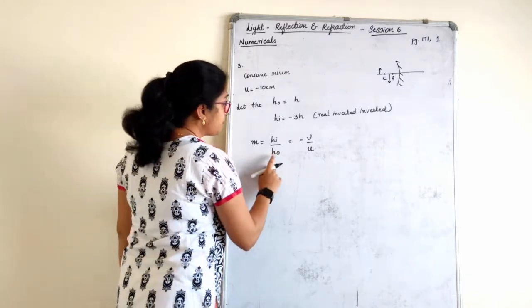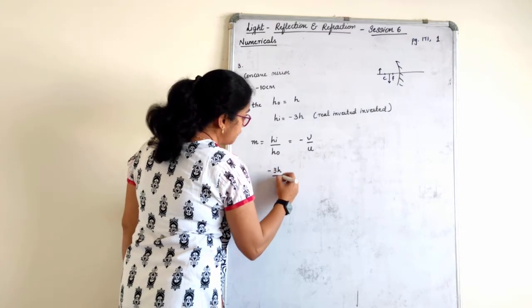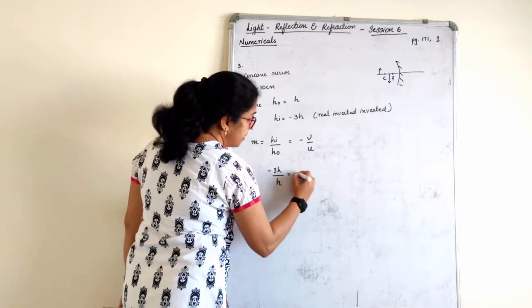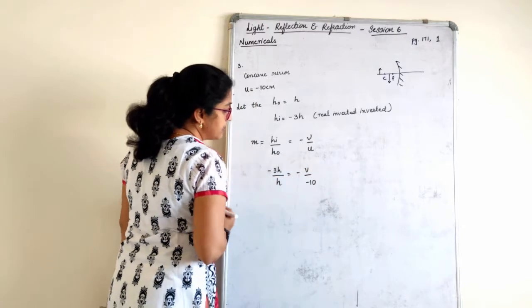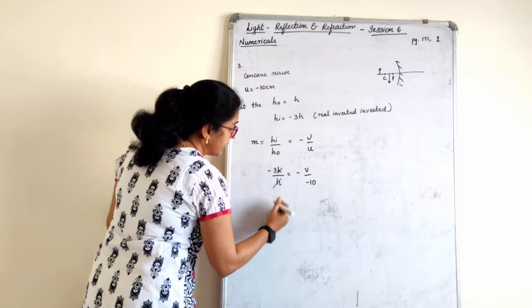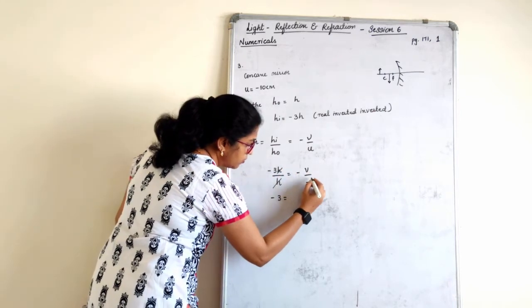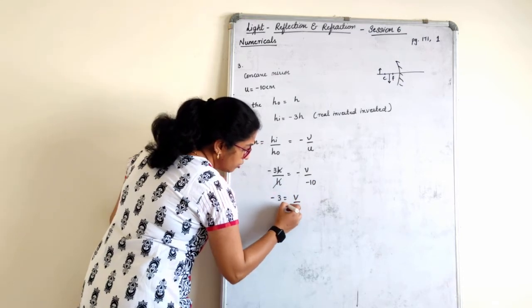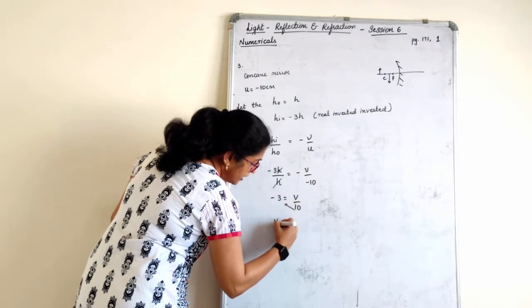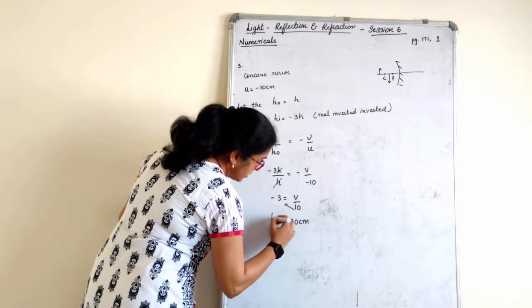Be very careful. Height of the image is what? Minus 3h. Height of the object is h. Minus in the formula. V as it is. U is minus 10. So h and h will get cancelled. So minus 3 is equal to, here minus and minus will cancel, okay? V by 10. So cross multiply. So V is equal to minus 30 centimeter.